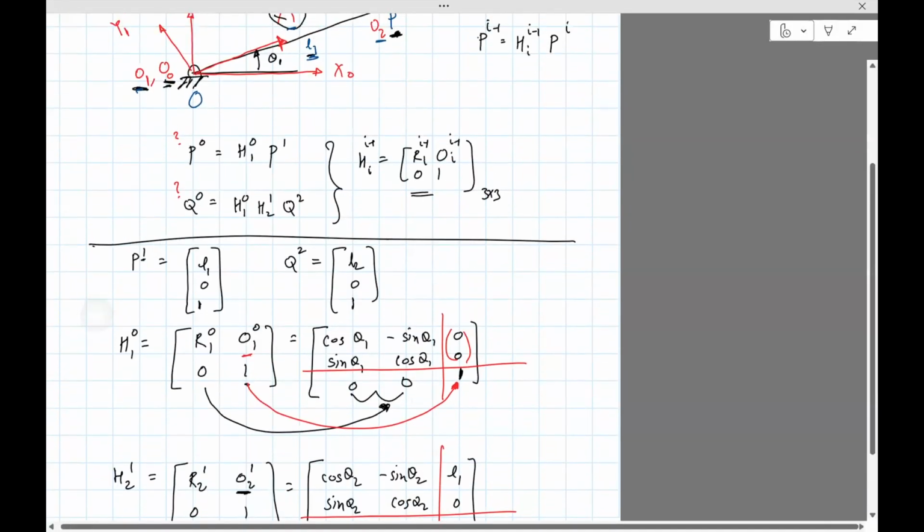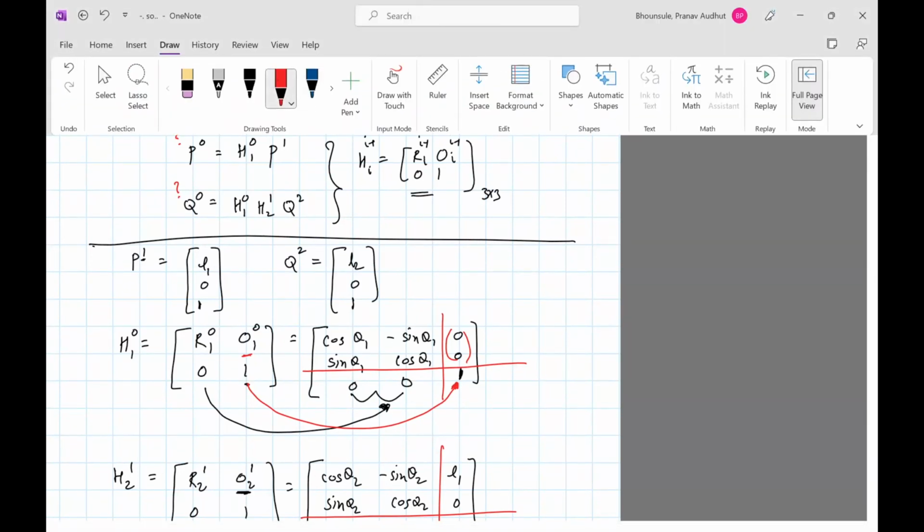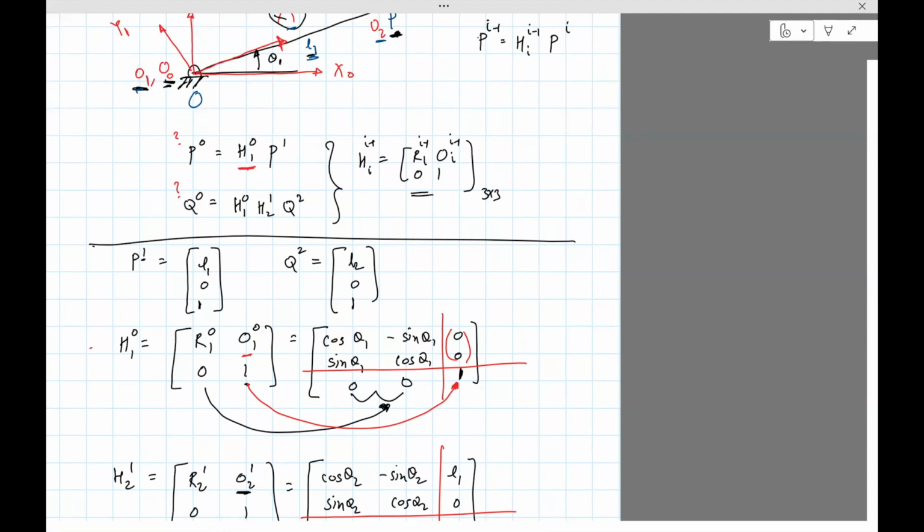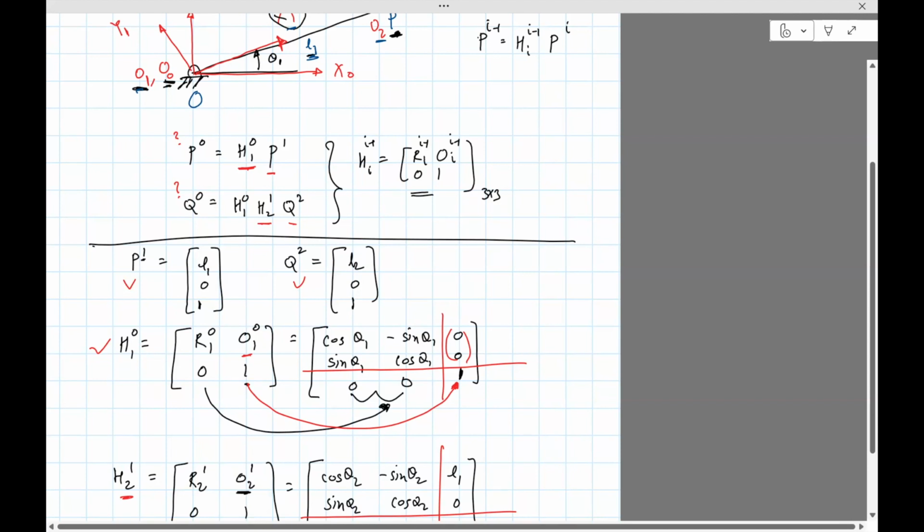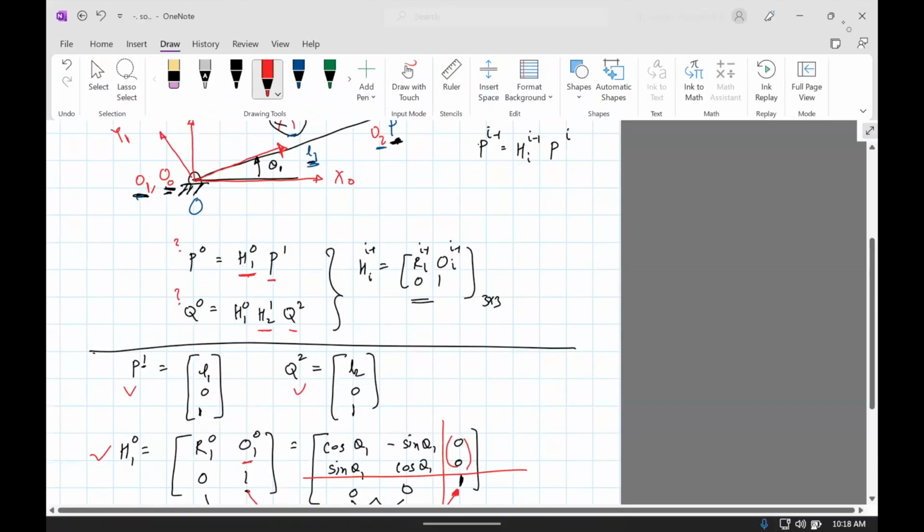Okay, so all you need to do now is sub in the value for H10, which is over here, sub in the value for H21, which is here, P1 is here, and then Q2 is here. I'll not do that here, but it's basically a matrix multiplication, a 3 by 3 times 3 by 3. When you do the multiplication, you get the following.